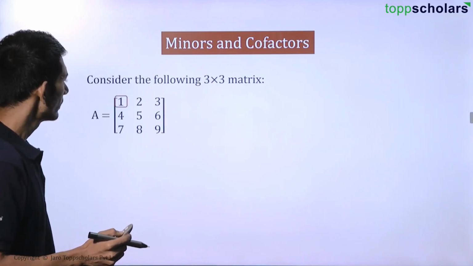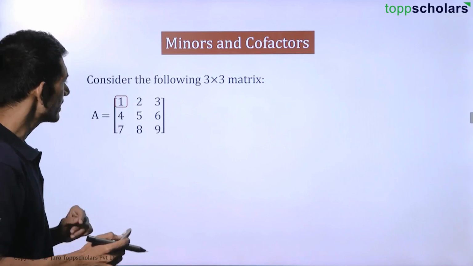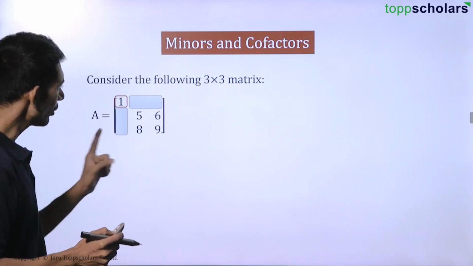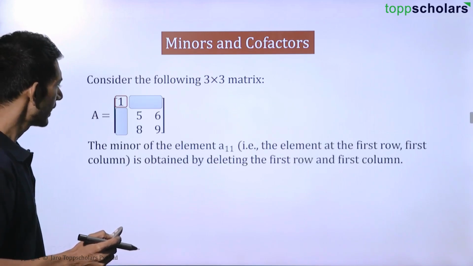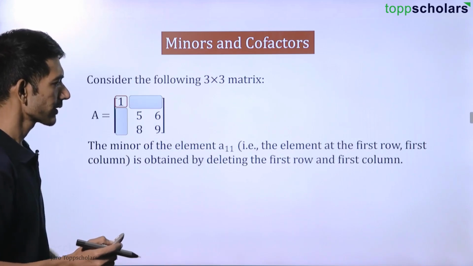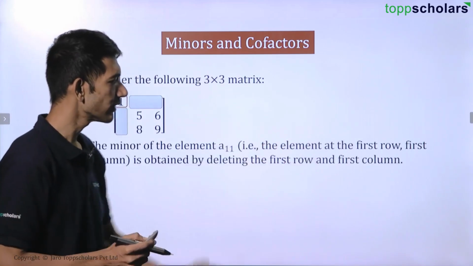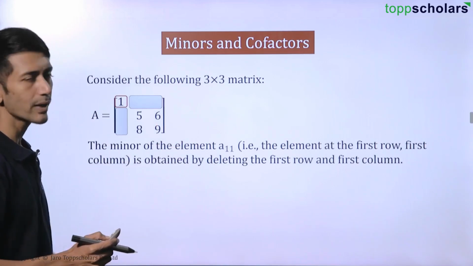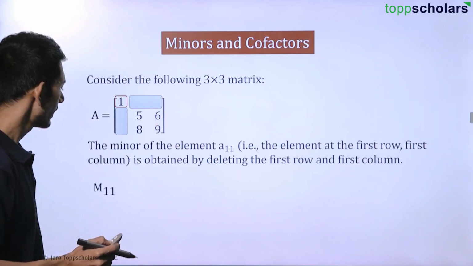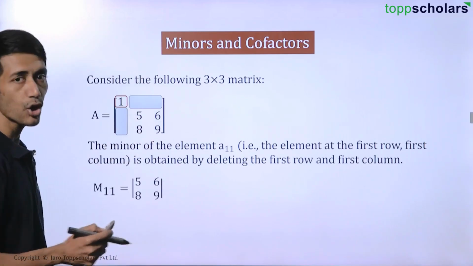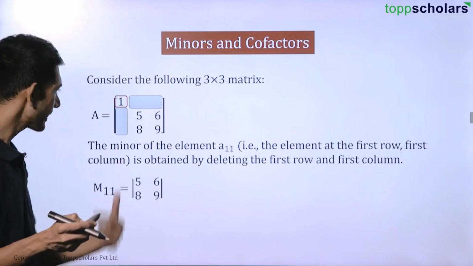Now, understand what is the first element. Can I say the first element is 1? So ignore the first row and the first column, and the minor of the element A11, that is the element at the first row, first column, is obtained by deleting the first row and first column. So M11 is nothing but the determinant of the remaining terms. Let us see this once again.